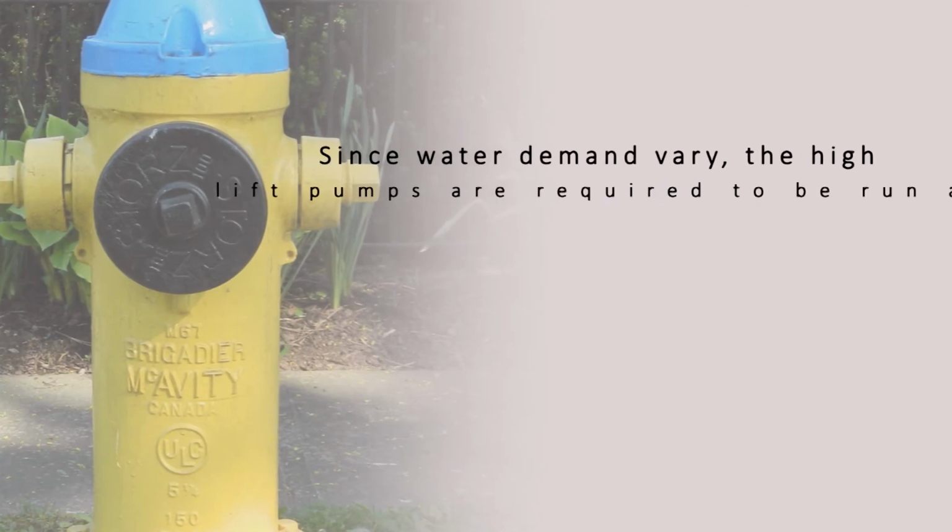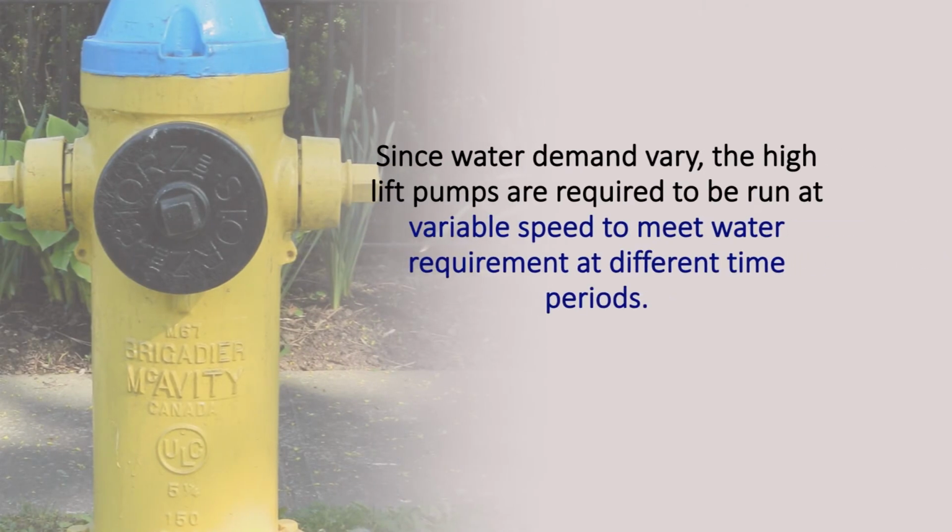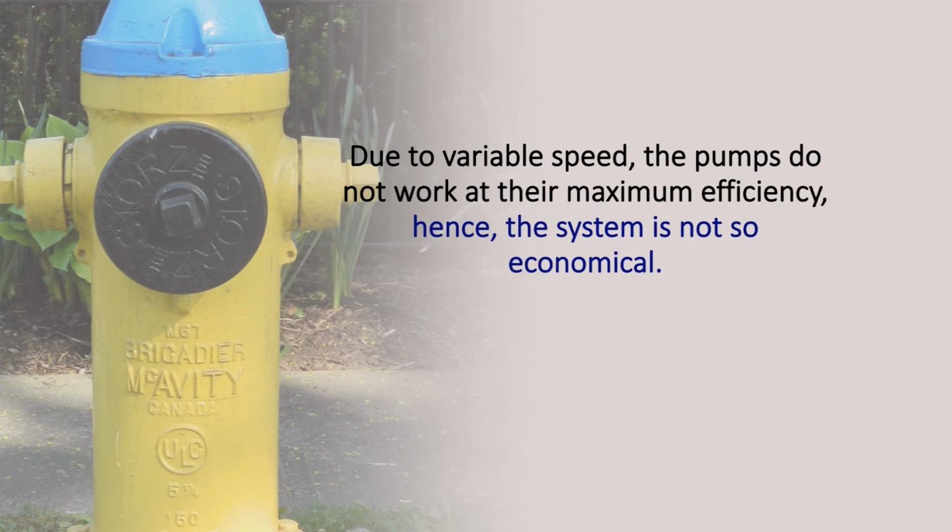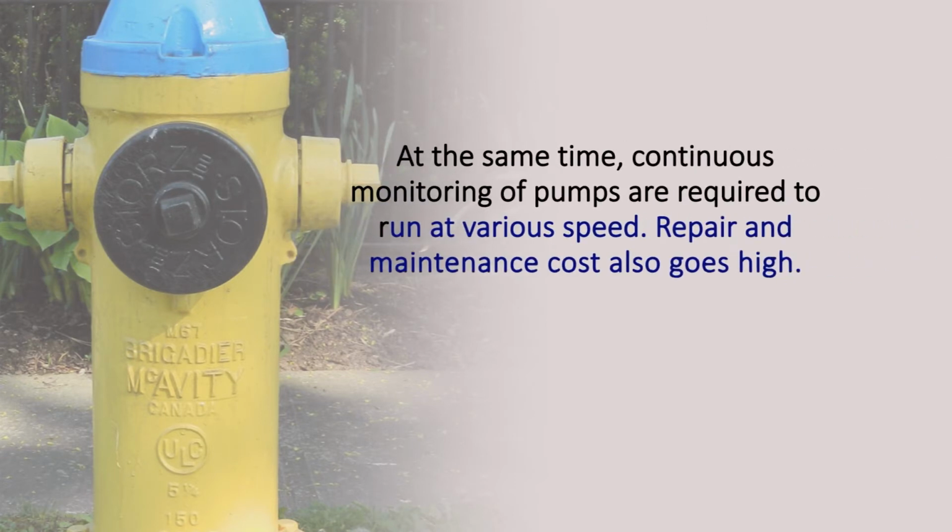Since water demand varies, the high lift pumps are required to be run at variable speed to meet the water requirement at different time periods. Due to variable speed, the pumps do not work at their maximum efficiency, hence the system is not so economical. At the same time, continuous monitoring of pumps is required as they run at various speeds. Repair and maintenance cost is also high in that case.